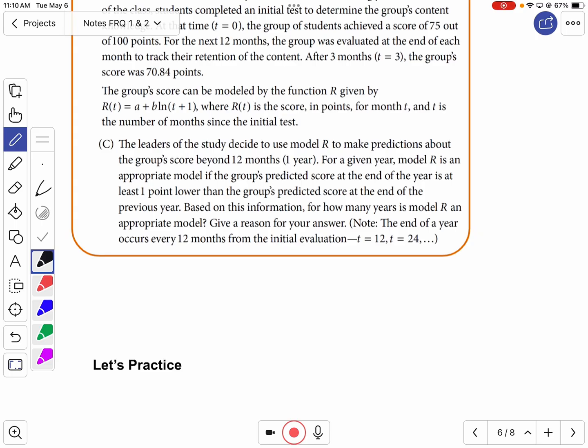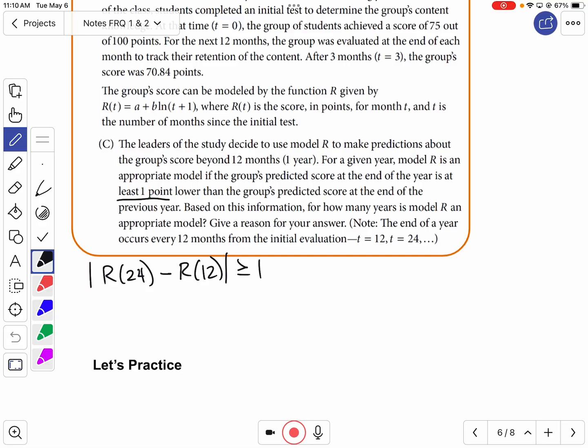So basically what it's saying to me, if we're thinking months, is that the result at month 12 and the result from month 24, so year 1 minus year 2, has to be greater than or equal to 1, right?